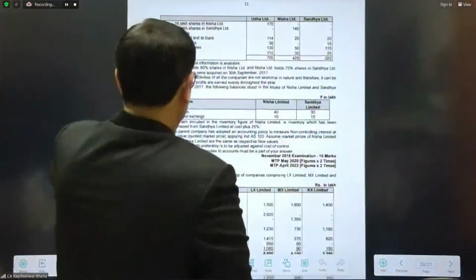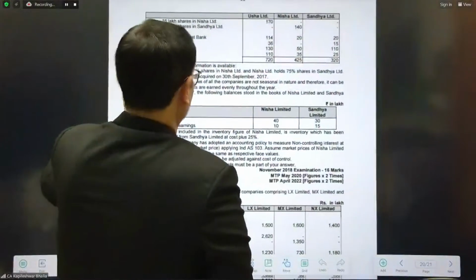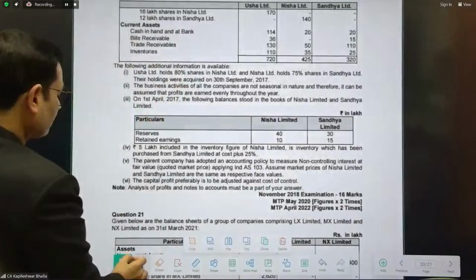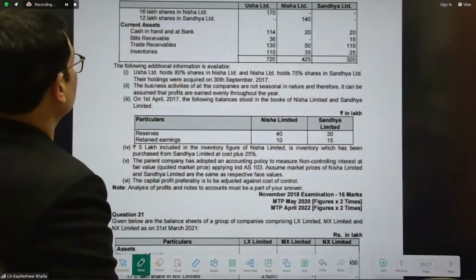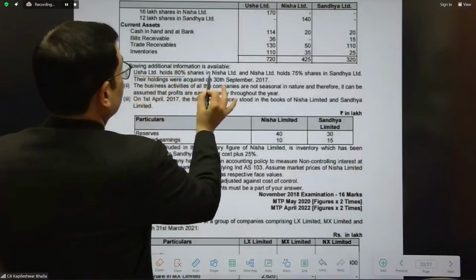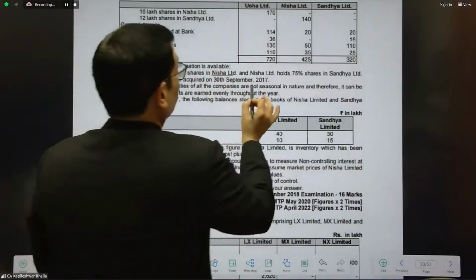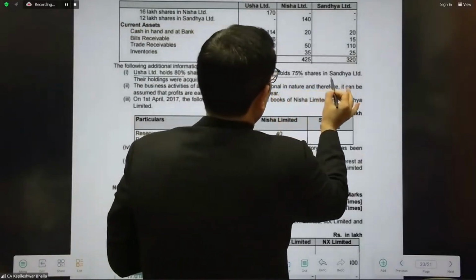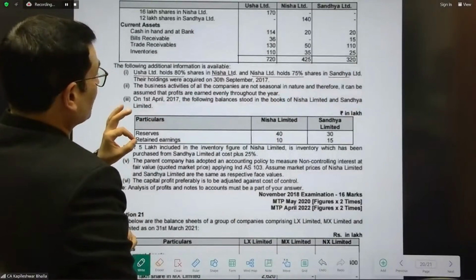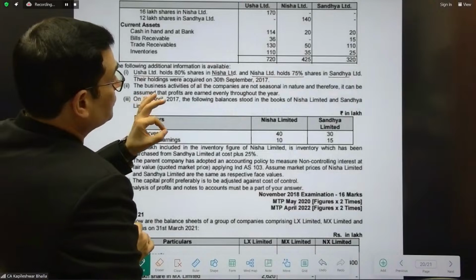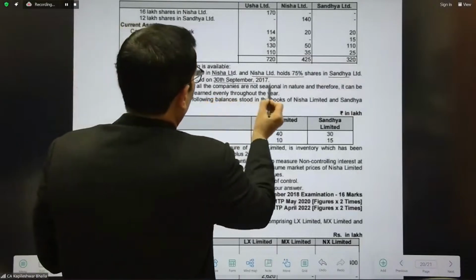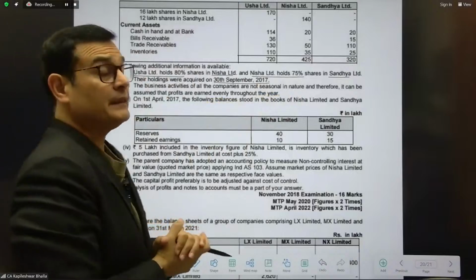Then moving further, we are also given additional information. Let me zoom it a bit further. We're given that Usha has got 80% shares in Nisha, and Nisha has got 75% shares in Sandhya. So we can see the chain: Usha has shares in Nisha and Nisha has shares in Sandhya, and all these holdings are acquired on 30th September 17.